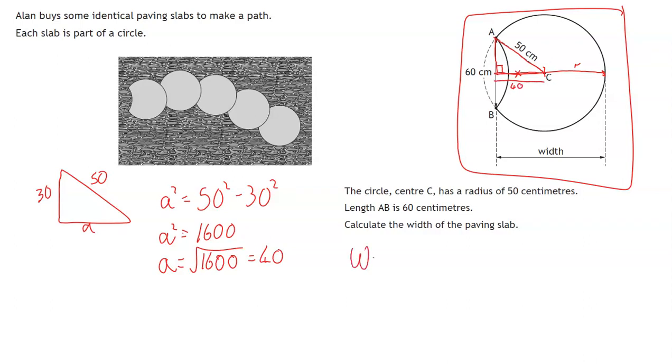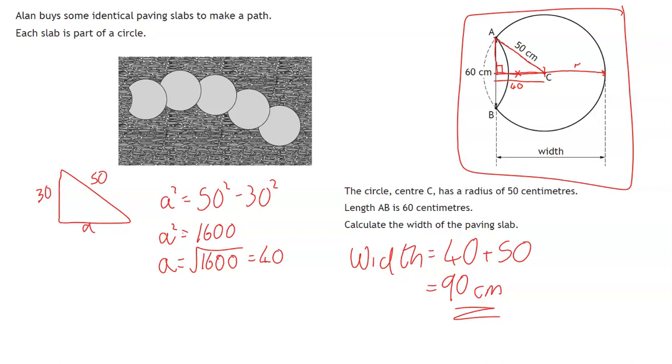So I can then say, I know that part, so the width is going to be that 40 plus a full radius, which is 50. So it's going to be 90 centimeters. Don't forget your units on your final answer. So there you go. Width of that circle, 90 centimeters. Now, with a question like this, they're trying to make it a lot more complex than it is by applying it to a real life scenario with Alan and his paving slabs.